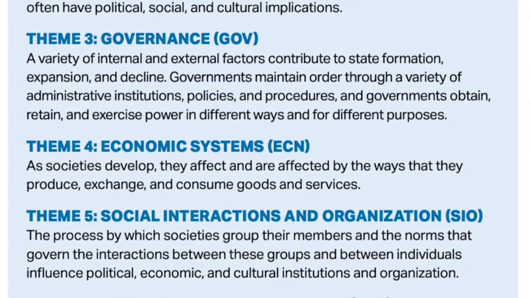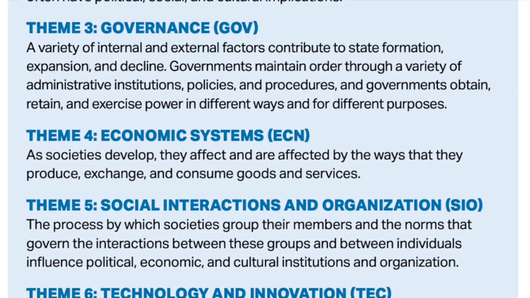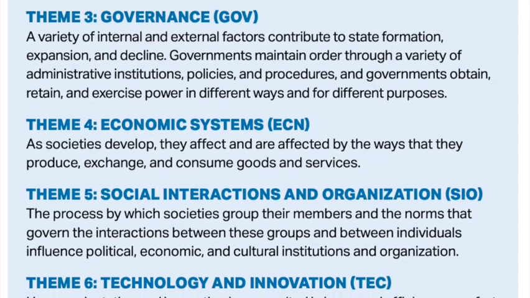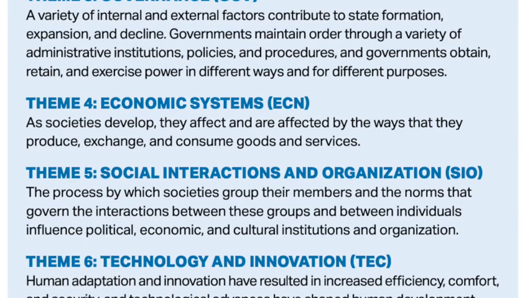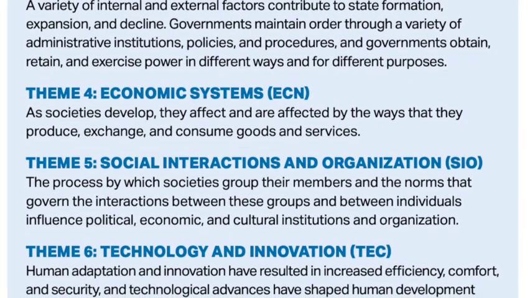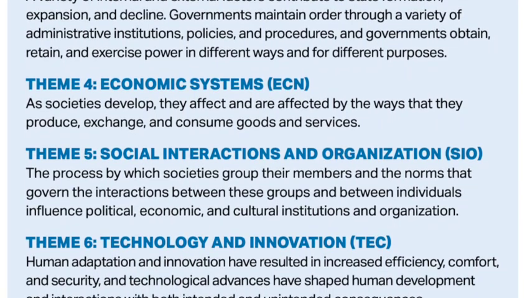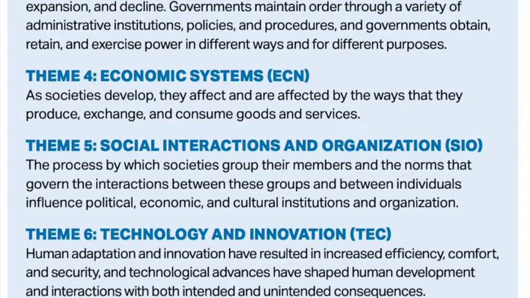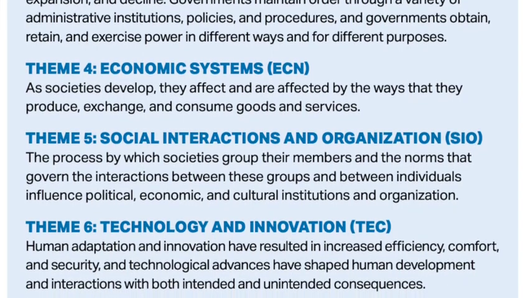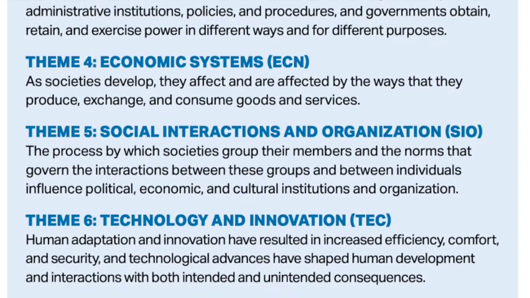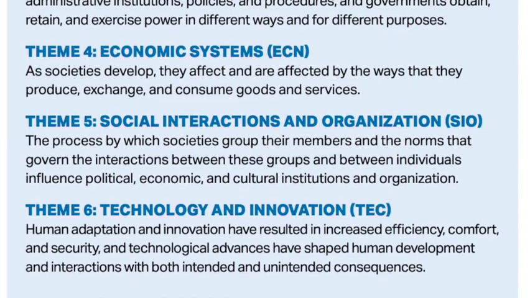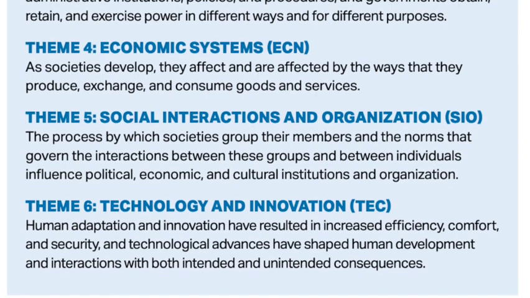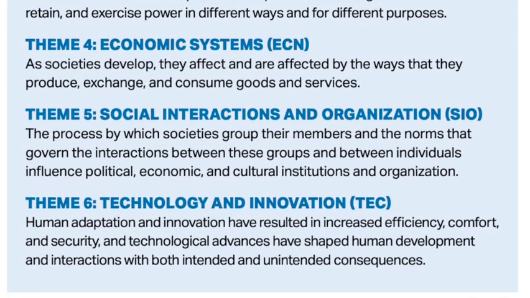Theme 5 is social interactions and organization, and this is a little bit different from culture. This is more different classes of people, and how does society organize themselves? Not in a political sense, but in a social sense. Theme 6 is technology and innovation. So how do humans innovate to find solutions?